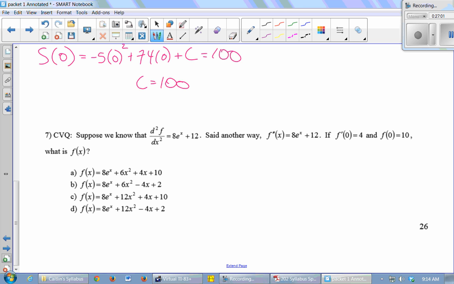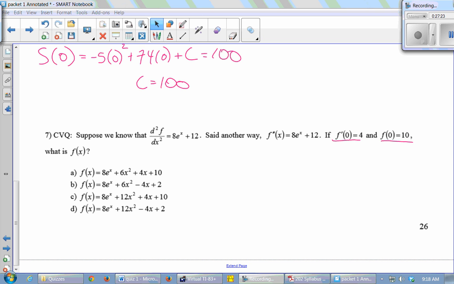Okay, so I want you to think about this question for a few minutes. You can discuss with the people at your tables if you want. If the second derivative of a function is 8e to the x plus 12, and I'm giving you two initial conditions, the derivative at 0 and the function value at 0, which of these functions is f of x? So I have four possible functions f and three criteria. Its second derivative has to be 8e to the x plus 12, its first derivative at 0 has to be 4, and the function at 0 has to be 10.